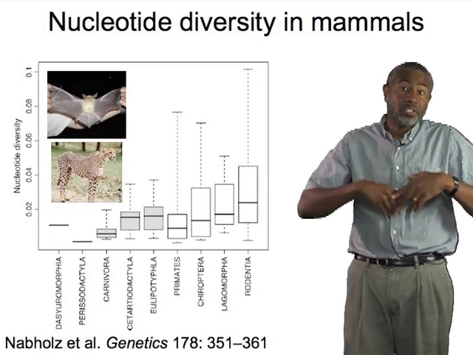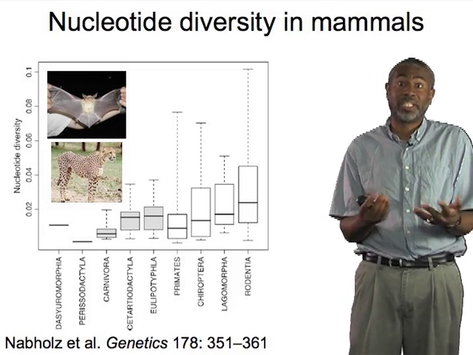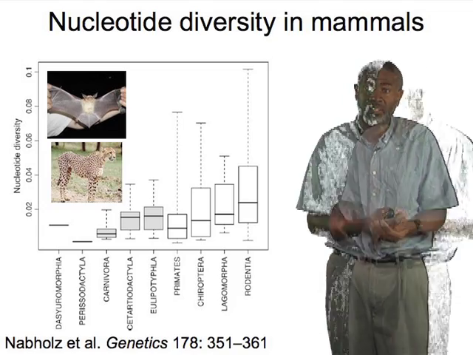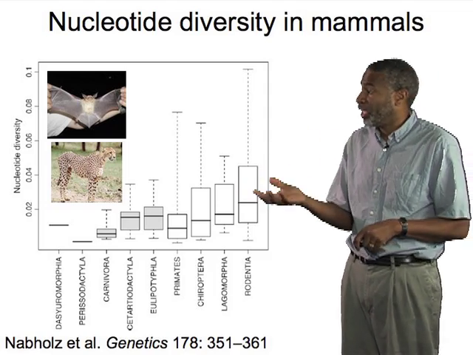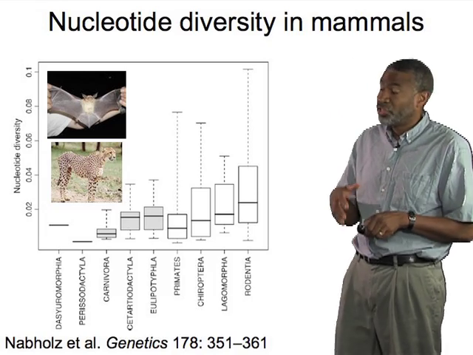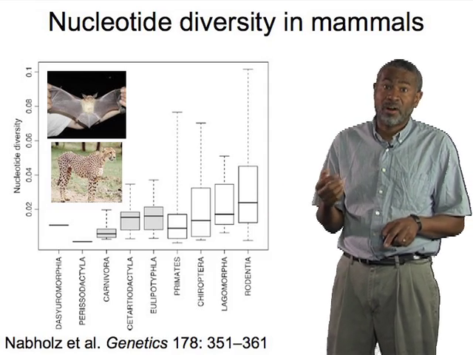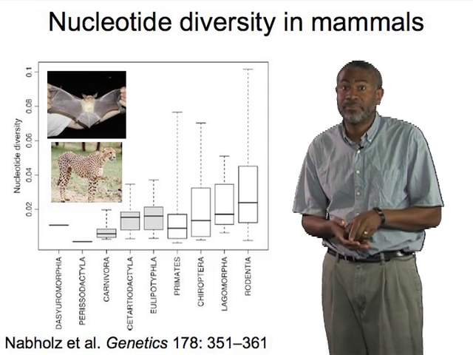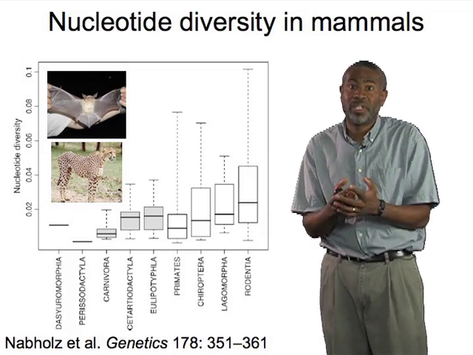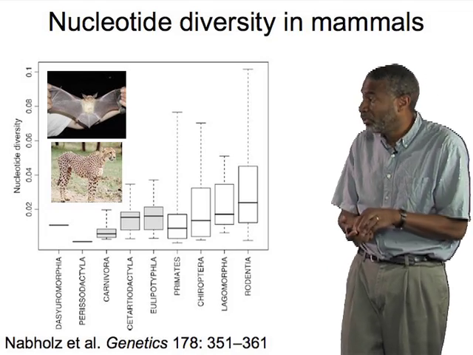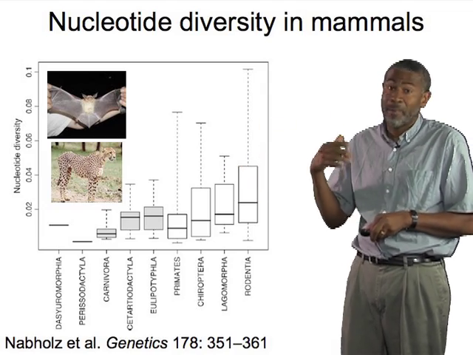Okay, let's look at some examples of theta, or what's also called nucleotide diversity, the amount of genetic variation within a species. You can see on this slide nucleotide diversity measured in a bunch of different mammalian groups. For example, you can see Dasyuromorpha, which are a group of marsupials. You can see Carnivora, which are carnivores like cats and dogs. You can see Cetartiodactyla, which are the big group to which hoofed mammals and whales belong. They're actually related to each other. You can see primates, and Chiroptera are bats.